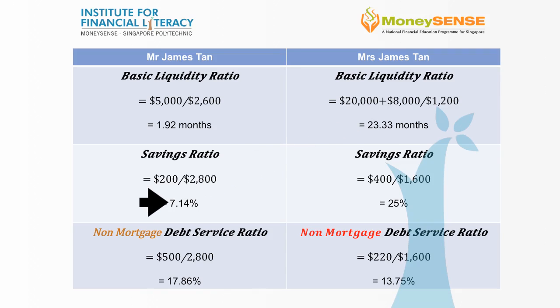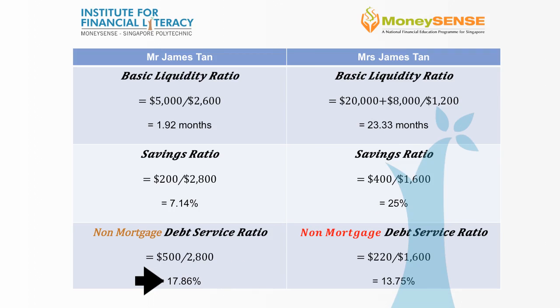Savings ratio. Mr. James Tan has a savings ratio of 7.14%. Mrs. James Tan has a savings ratio of 25%. Based on the guidelines, Mr. James Tan could improve by saving a little bit more.